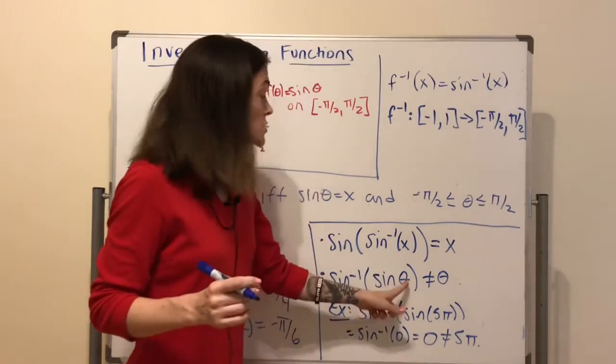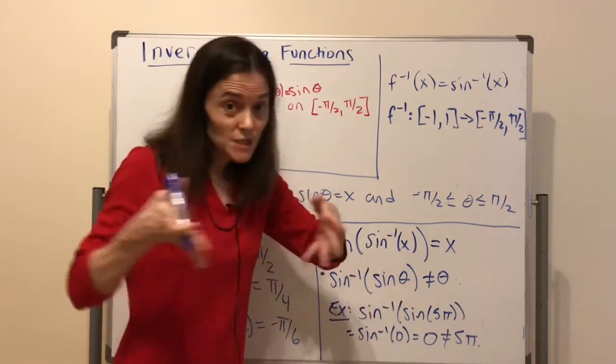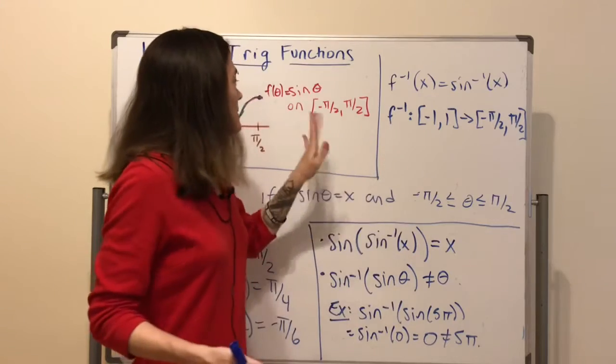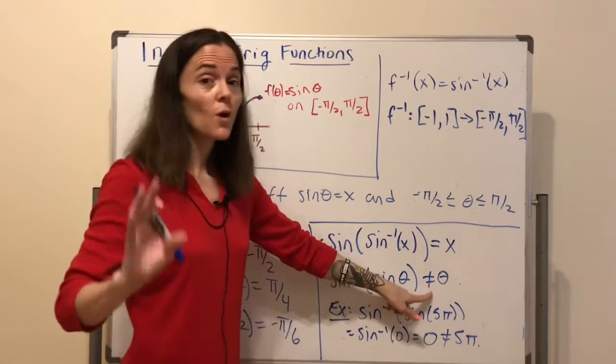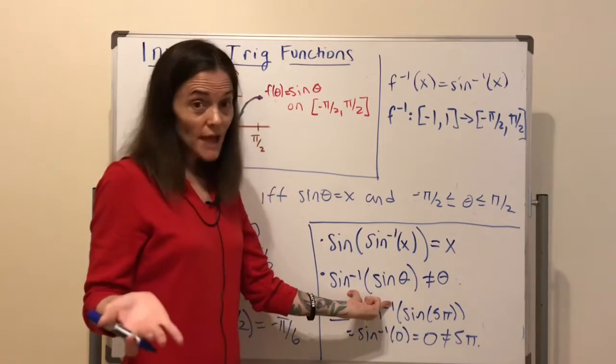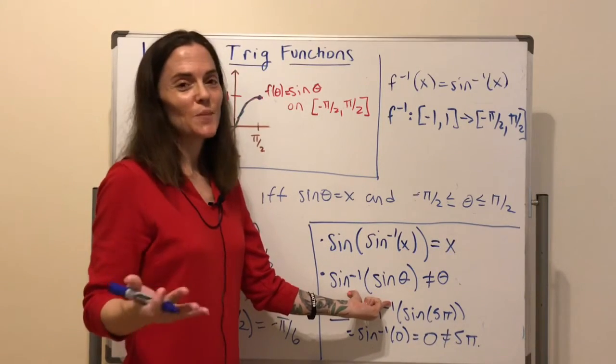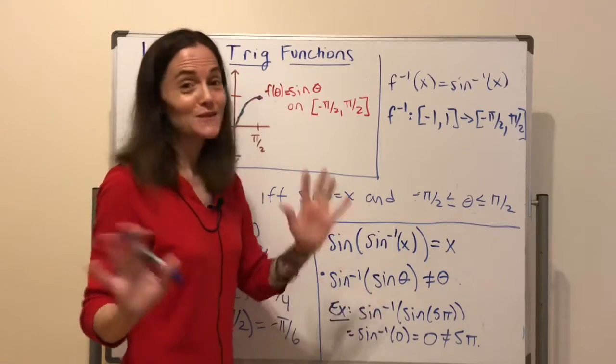Certainly, if you start with a theta in this restricted domain, minus pi over 2 to pi over 2, this second equation would hold, but it does not hold generally on the natural domain of sine. So I would just be careful about that.